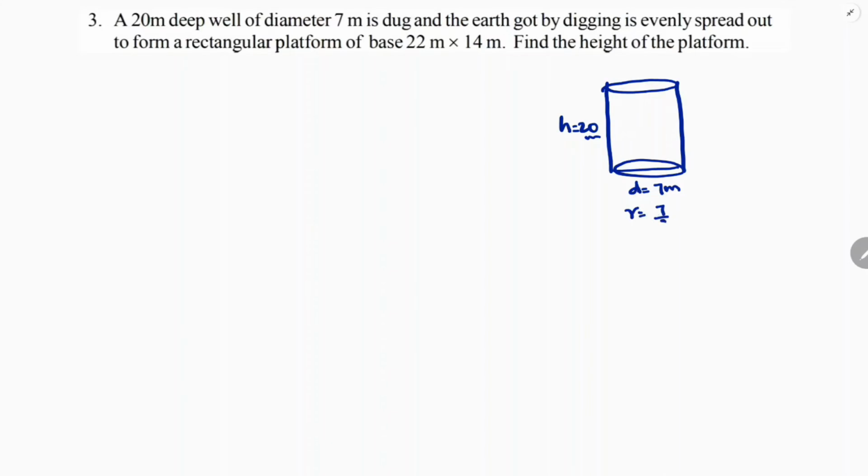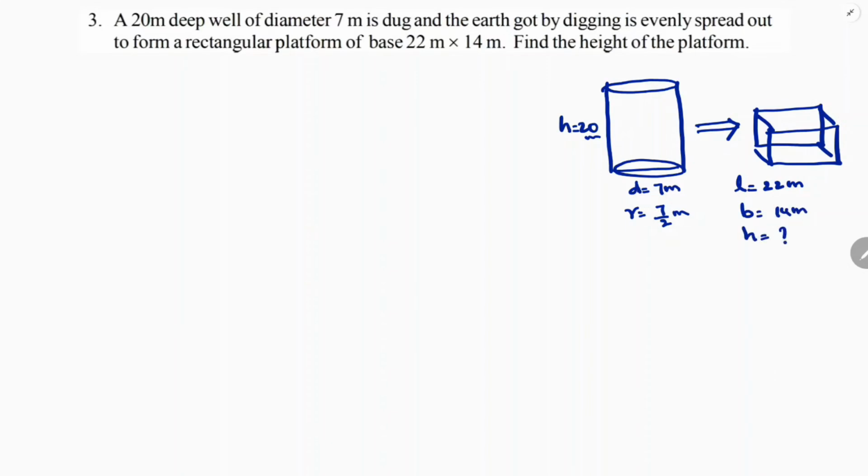So radius is 7 by 2 meters, is dug, and with the help of this sand, this is spread evenly and they form like a cuboid. It is in the form of a cuboid whose length and breadth are given. Length is 22 meter, breadth is 14 meter, height we need to find. So here, volume of well equals volume of platform, because with the help of the same sand they got here.